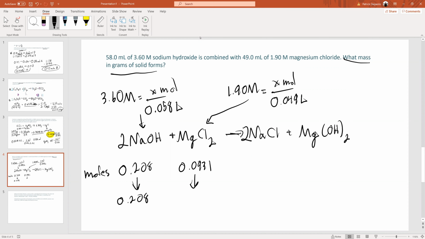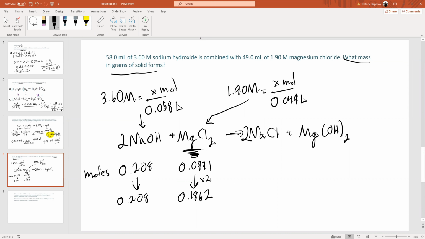So now we look at the MgCl2. We know that 1 mole makes 2 moles. So if that's the case, we multiply this by 2 to get the product moles. So you take that, multiply it by 2, and you get 0.1862. So judging by this, whichever reactant creates the least amount of moles of a specific product is the limiting reactant. Therefore, MgCl2 is the limiting reactant. So that's a good thing to know. And we can figure out how many moles of either product is produced from that limiting reactant.